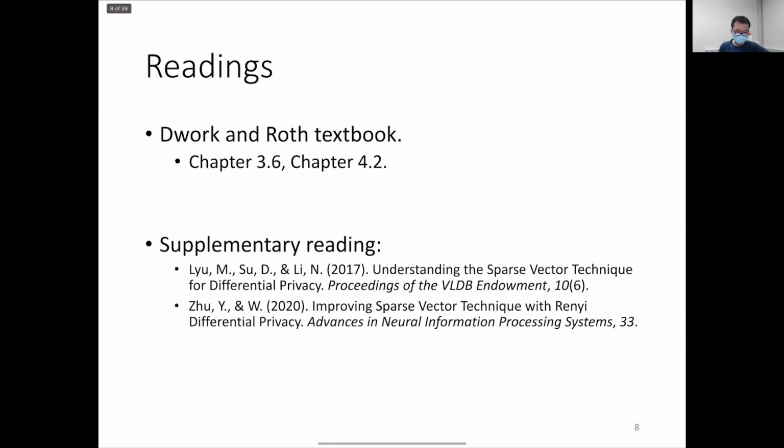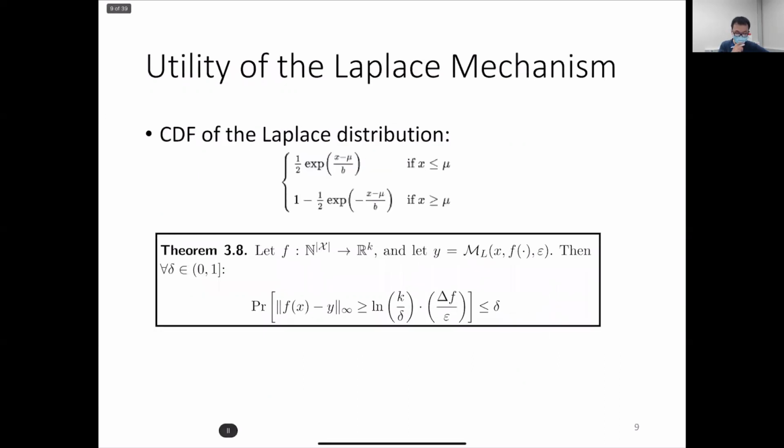Here are some related readings. These supplementary readings are really not compulsory, but if you're interested in understanding more in-depth information, they are good materials to read as well, particularly on the subject of today's lecture.